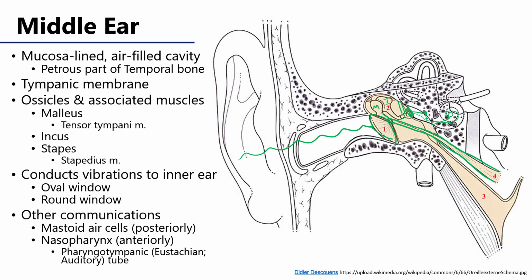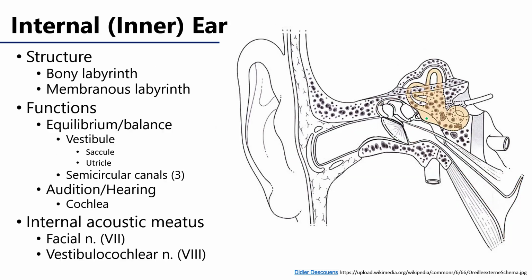There are other communications of the middle ear to other spaces, most notably to the posterior. Within the mastoidal process, there's a mastoid sinus comprised of mastoid air cells. And then to the anterior and inferior, there's the pharyngotympanic tube, also known as the eustachian, also known as the auditory tube, which is going to connect the middle ear to the nasopharynx so that one might equilibrate pressure between the middle ear and the pharynx. This is also the route by which infection can invade the middle ear.